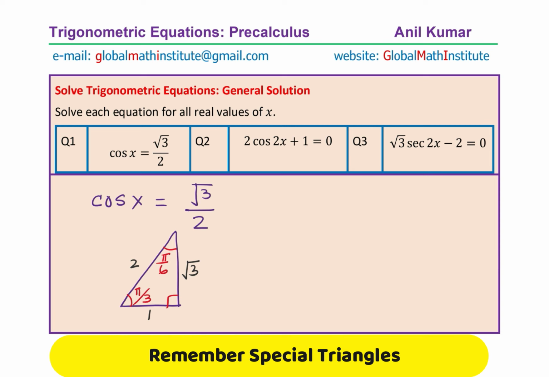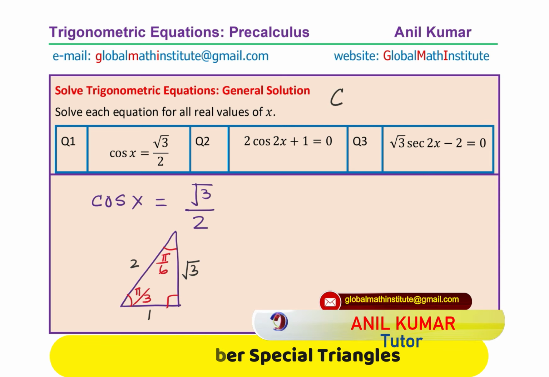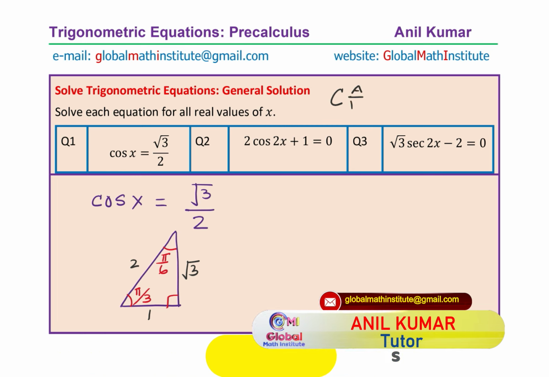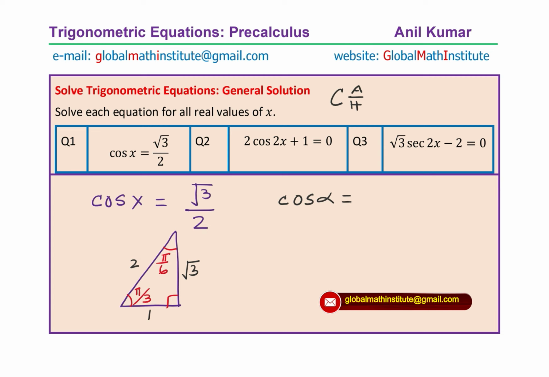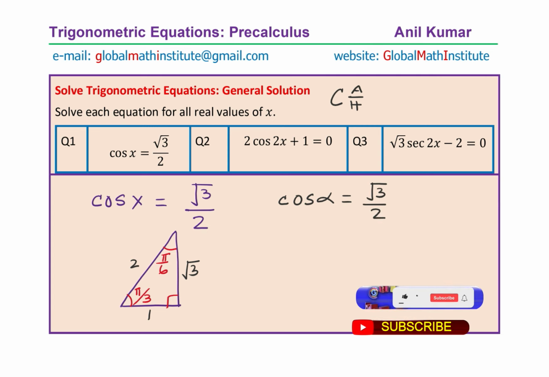Since cosine is the ratio of adjacent over hypotenuse, we can see very clearly that angle x should be pi by 6, right? So if I write cos of alpha, one of the solutions, as equal to square root 3 by 2, in that case, we clearly know that alpha is equal to pi by 6. Clear?